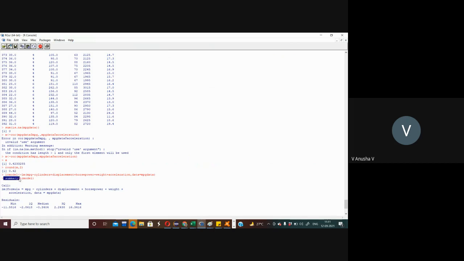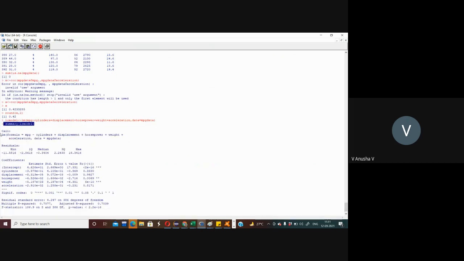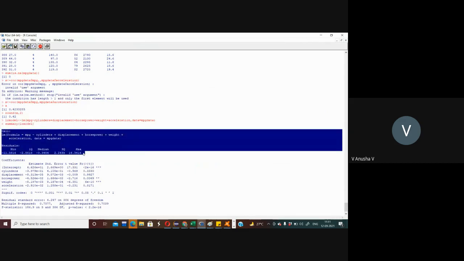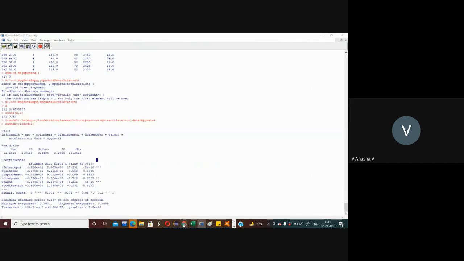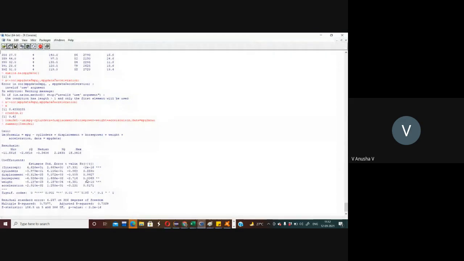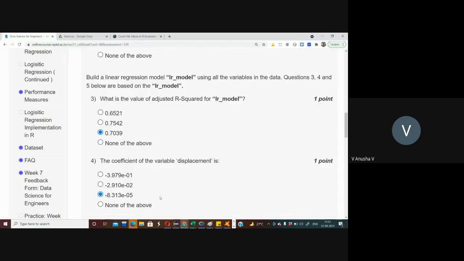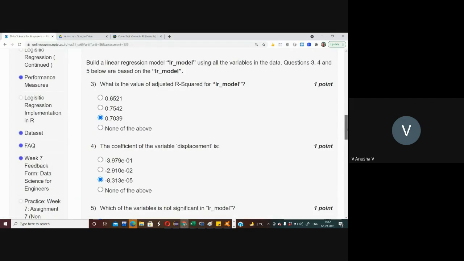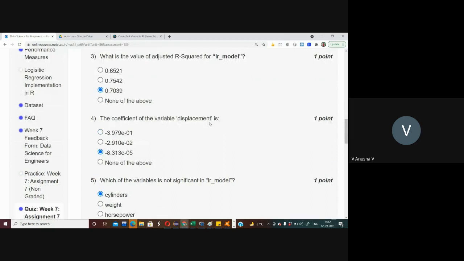Next, I'm doing summary of LR model. Then I'll be getting the whole reference of this. From here you can answer these questions now. What is the value of adjusted R square for the LR model? Adjusted R square is nothing but this one, 0.7039. So this will be your answer. Next question is the coefficient of variable displacement.